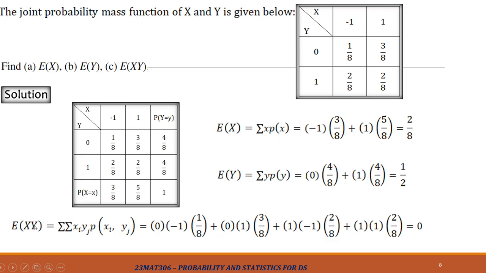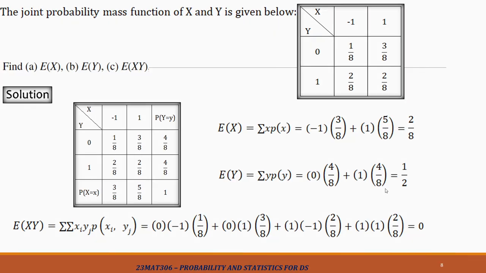For xy, it is a two-dimensional random variable, so we have to take a double summation of those values. For a single variable it is x into p of x. For the double variable, it is xy into p of x comma y. That is the formula. So we take the x value and the y value: 0 into minus 1 into 1 by 8, plus 0 into 1 into 3 by 8, plus 1 into minus 1 into 2 by 8, plus 1 into 1 into 2 by 8. Likewise, we proceed. The final answer is 0.